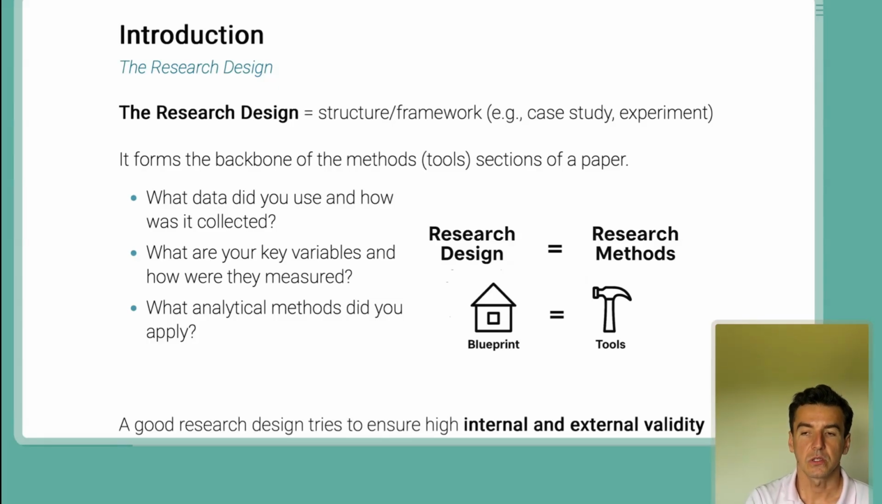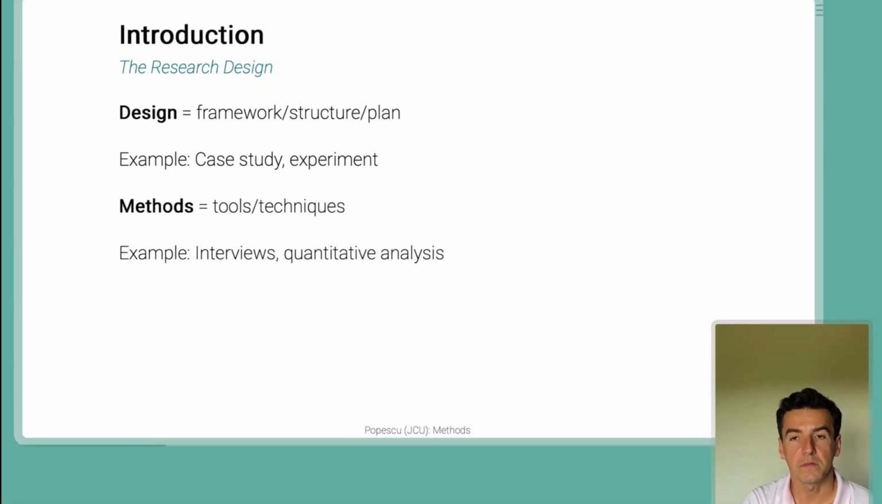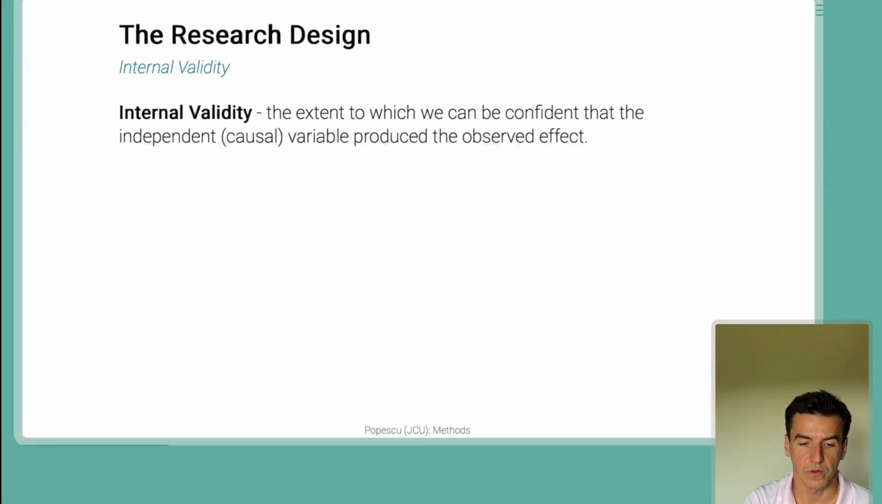Okay, so it's also important to note that a good research design tries to accomplish both internal and external validity. So I'm going to delve more into this in a few slides. So once again, the design is the framework, the structure, the plan. So here you can have a case study, an experiment, whereas methods are the tools, the techniques. You can think here of interviews, you can think of quantitative analyses, and so on and so forth.